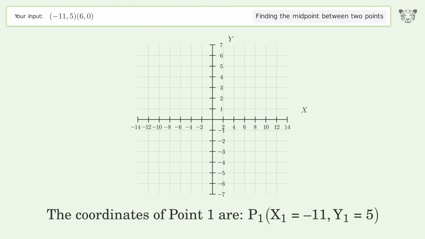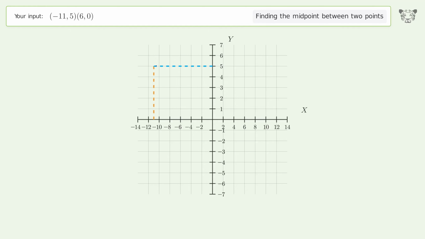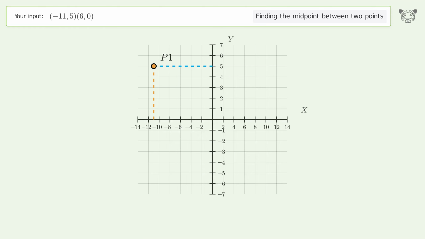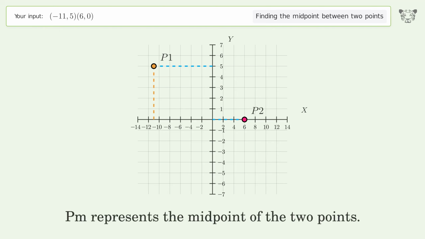The coordinates of point 1 are, x1 equals negative 11, y1 equals 5. The coordinates of point 2 are, x2 equals 6, y2 equals 0. PM represents the midpoint of the 2 points.